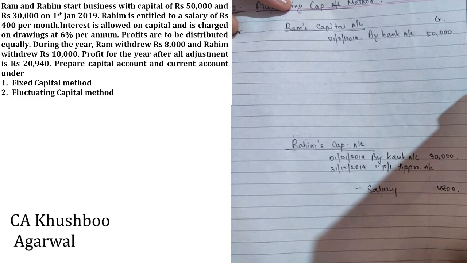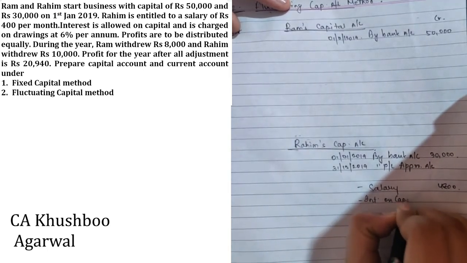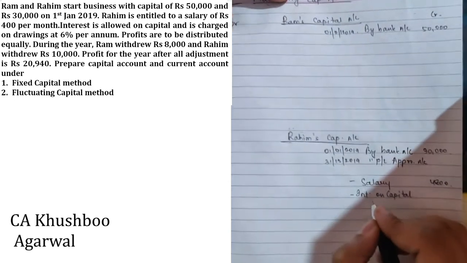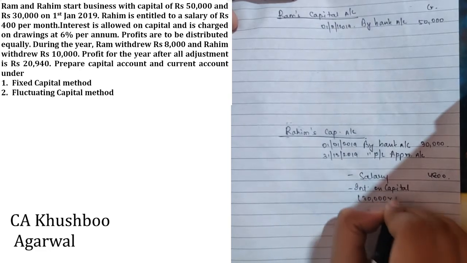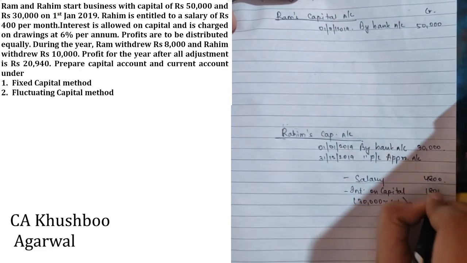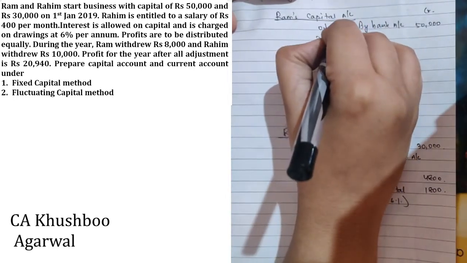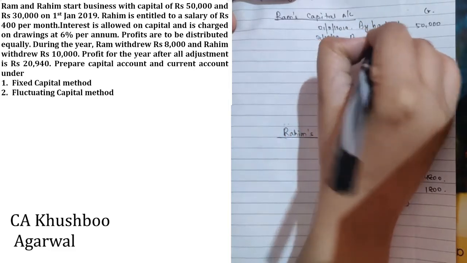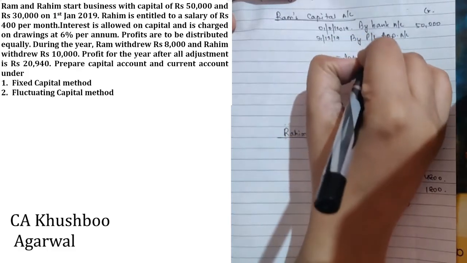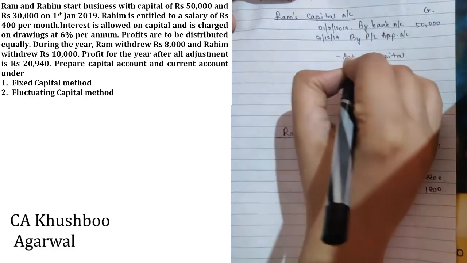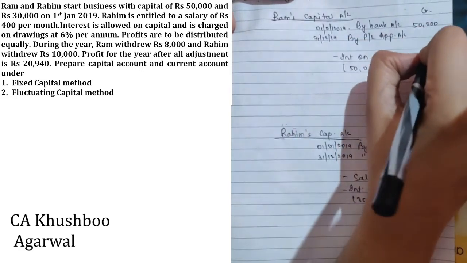Next we have interest is allowed on the capital at 6% per annum. So in case of Rahim, the capital brought in was 30,000 rupees. So interest will be provided at 30,000 into 6%, that is 1,800. For Ram, by PL appropriation account, interest on capital 50,000 into 6%, giving us 3,000 rupees.